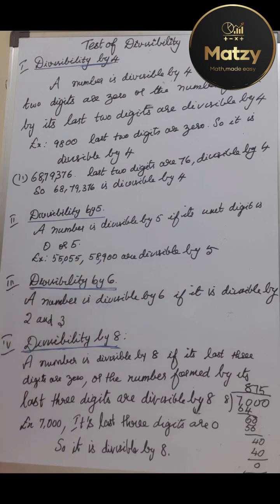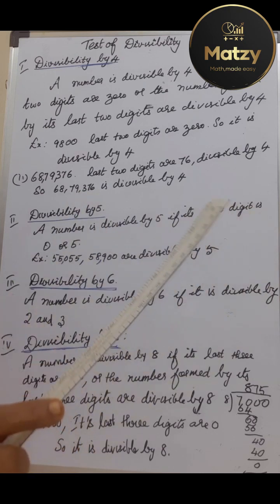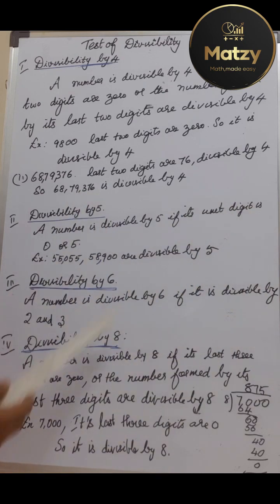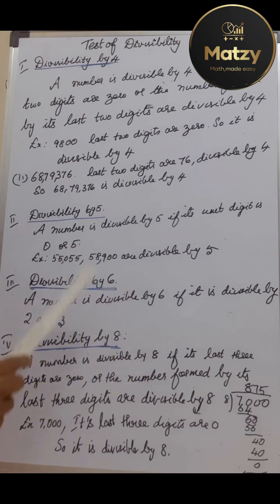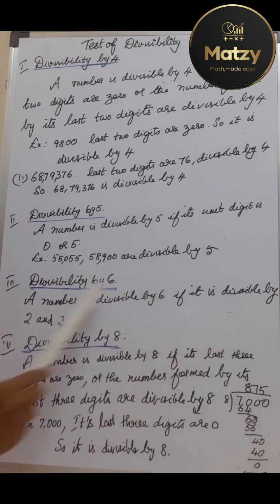Okay, next one, divisibility by 6. A number is divisible by 6 if it is divisible by 2 and 3. I have already explained the divisibility conditions for 2 and 3. For 2, the last digit should be 0, 2, 4, 6, 8. Then for divisibility by 3, I told you to add all the digits. If that sum is divisible by 3, then the full number is divisible by 3. So if it satisfies these two, then it is definitely divisible by 6. That is the condition. Next, divisibility by 8.